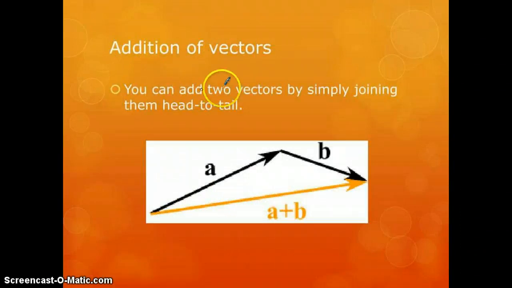Addition of vectors. You can add two vectors by simply joining them head to tail. Head to tail means that the head of the first vector should be on the same point as the tail of the second vector. So we can add them this way. A plus B gives us this base of this triangle.